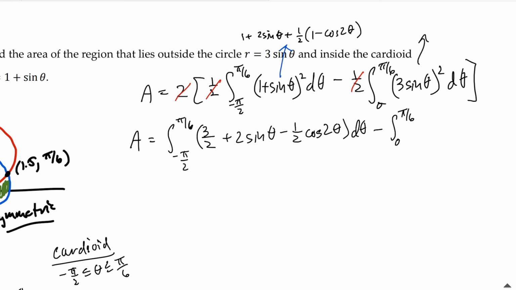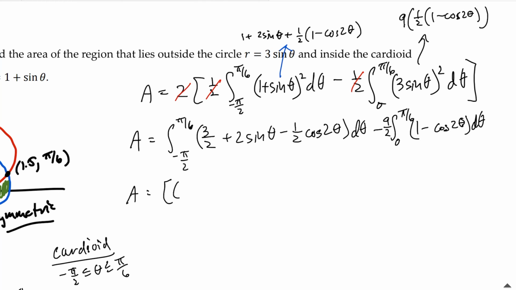is going to be 9 sine squared. So it'll be 9 times 1/2 of 1 minus cosine 2 theta. So that's going to become 9/2, which I can just factor out. And then we'll have 1 minus cosine 2 theta d theta. All right. And now we can evaluate.